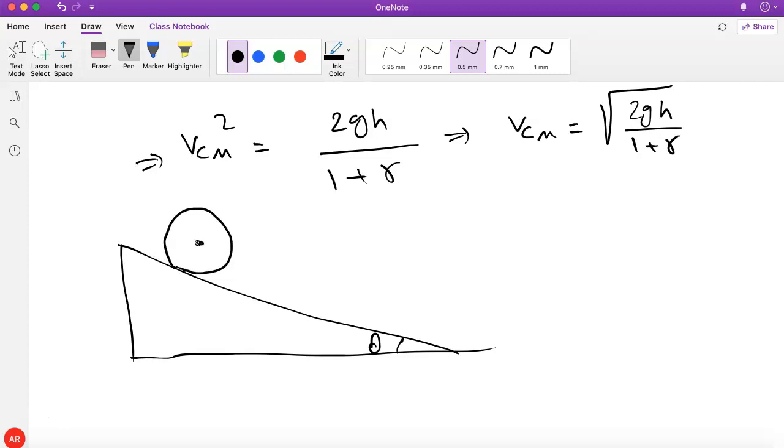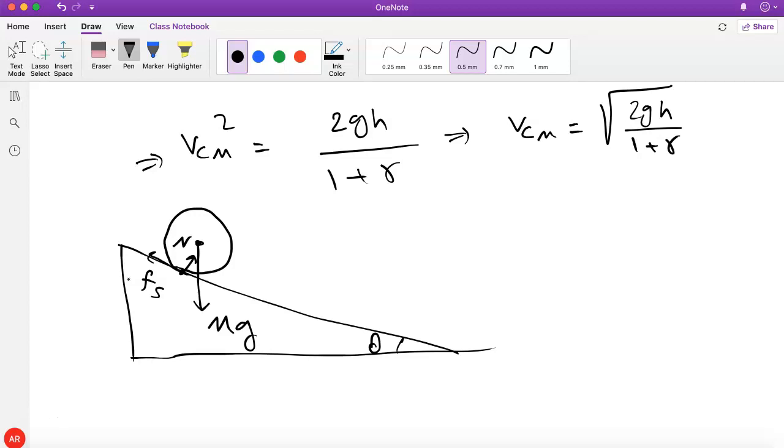I have its weight mg acting at the center of mass. At the point of contact with the inclined plane, I have a normal force N, and then I have a force Fs, a friction force. You may wonder why we were allowed to use energy conservation if we have friction, and why do we need to have friction, right?